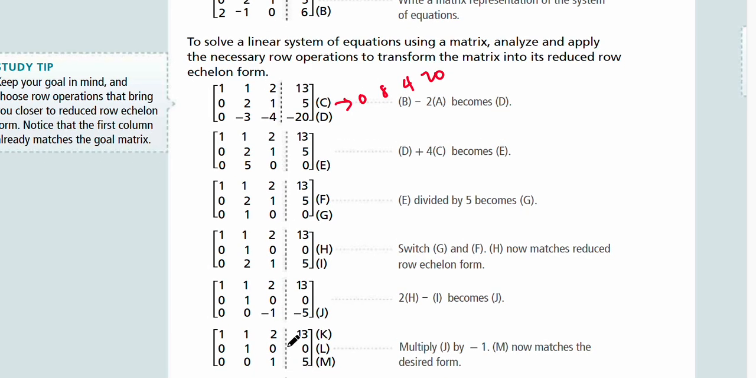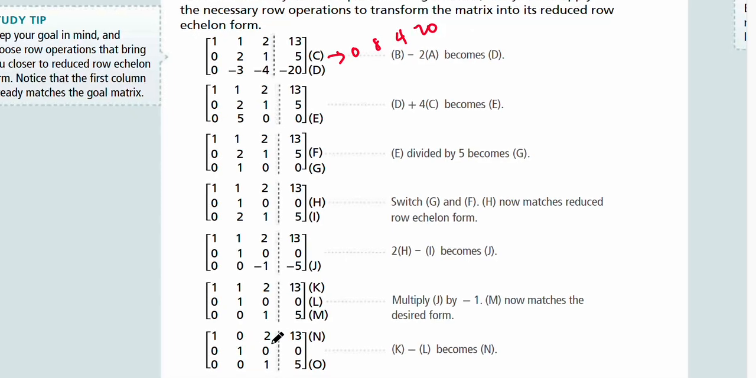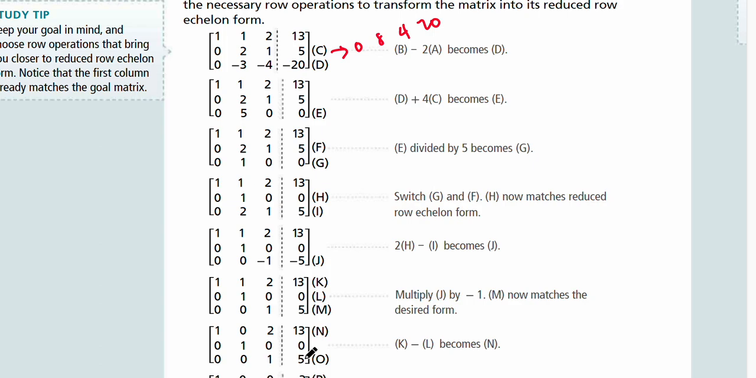And then again, the second row times negative 1, and then adding the first row will give us 1, 0, 2, 13, 0, 1, 0, 0, right? And 0, 0, 1, 5.